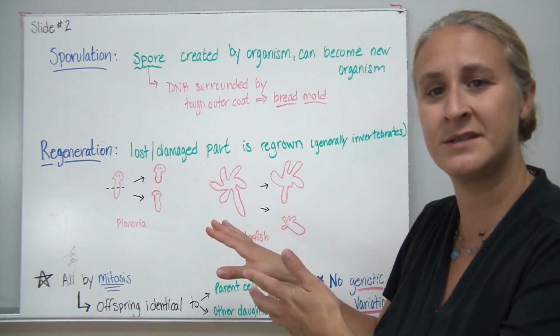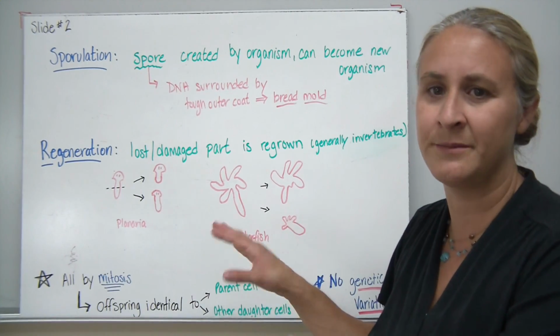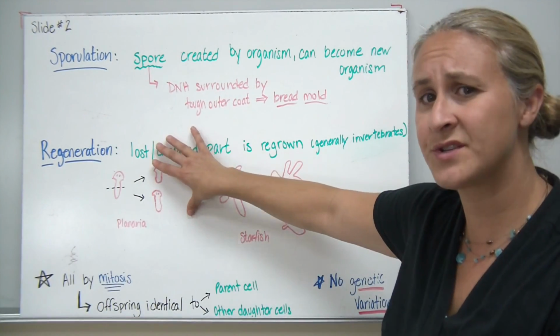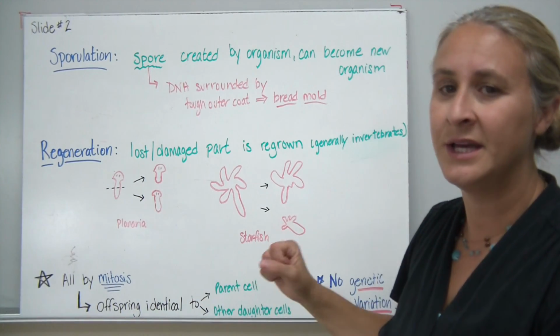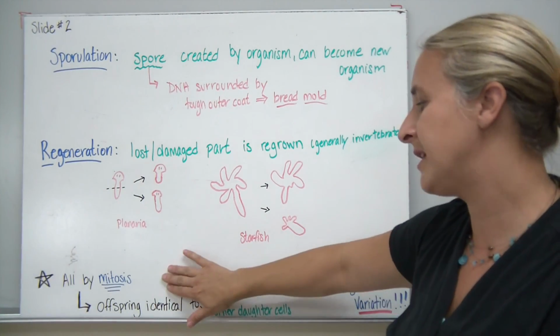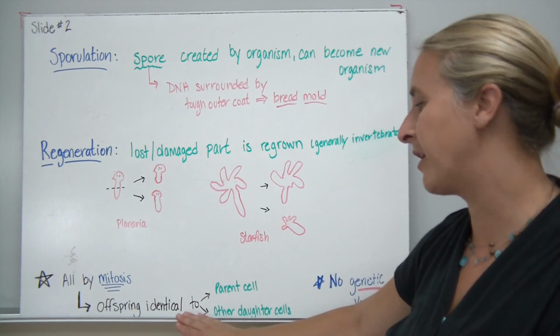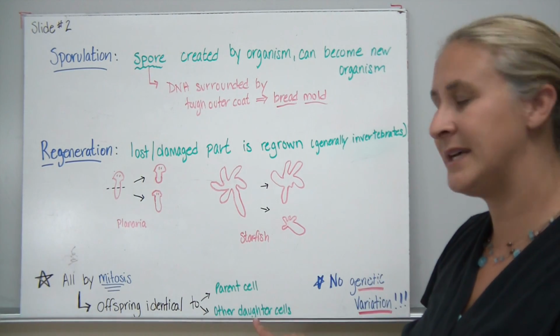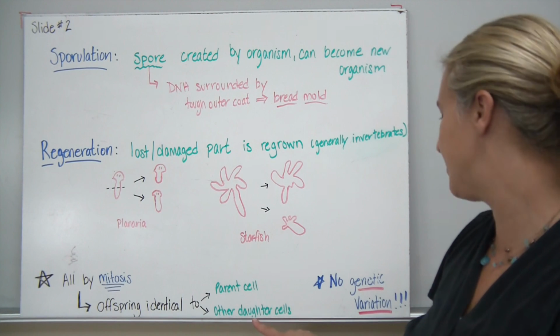Bones, nervous system, they can regenerate the muscles. And it's not just scarring over, they can regrow the whole leg. That's the most complex version of regeneration that we know of. This is all done, remember, by mitosis. The offspring are identical to the parent and identical to the other daughter cells or each other.